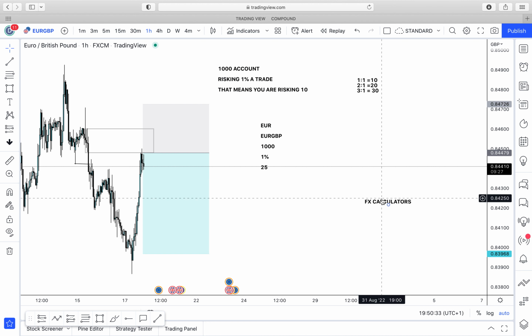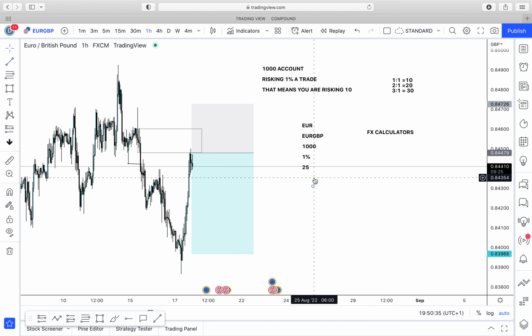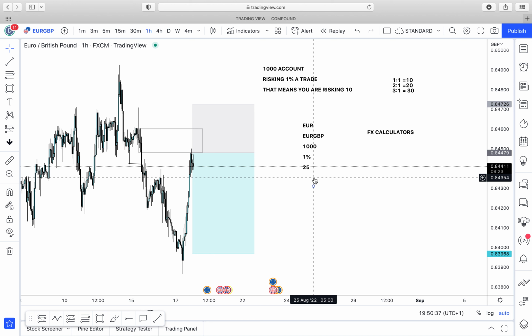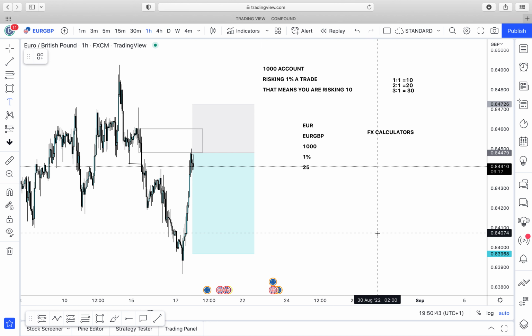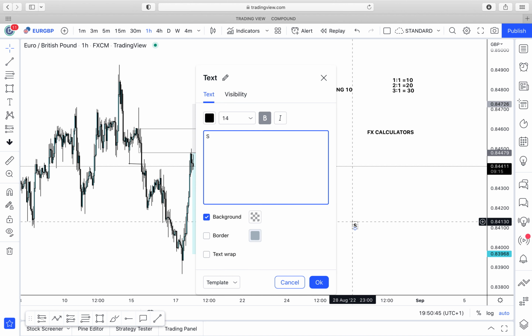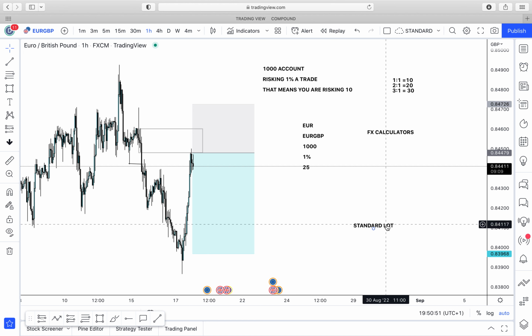So yeah, that's risk reward. Use it for every trade. I'd recommend using the app for every trade. So every trade, your standard lot will be different. So what you need to use for your position size is the standard lot from this calculation. Hope this helps.